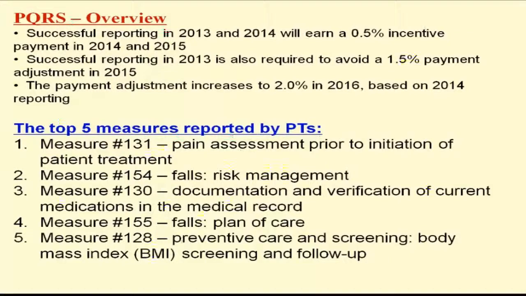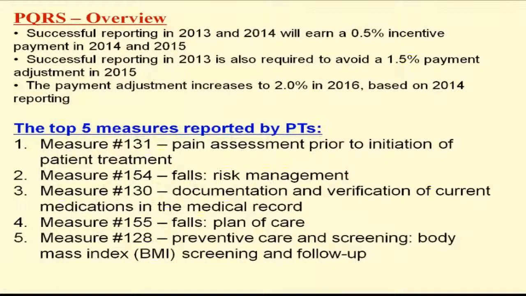So the top 5 measures used by PTs include Measure 131, which is the pain assessment, Measure 154 for falls and risk management, Measure 130, the documentation and verification of current medications in the record, Measure 155, falls plan of care, Measure 128, preventive care and screening. This is for a BMI screening and follow-up.